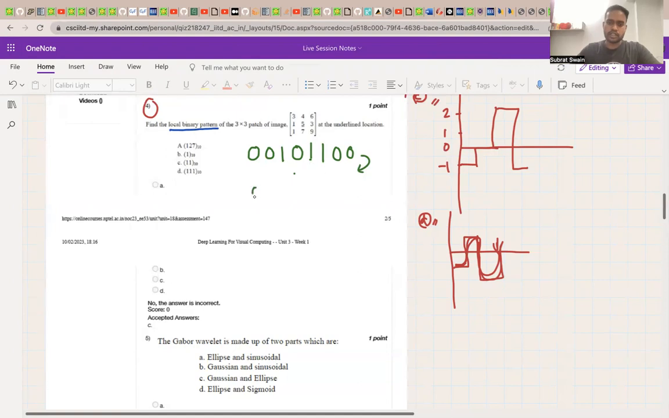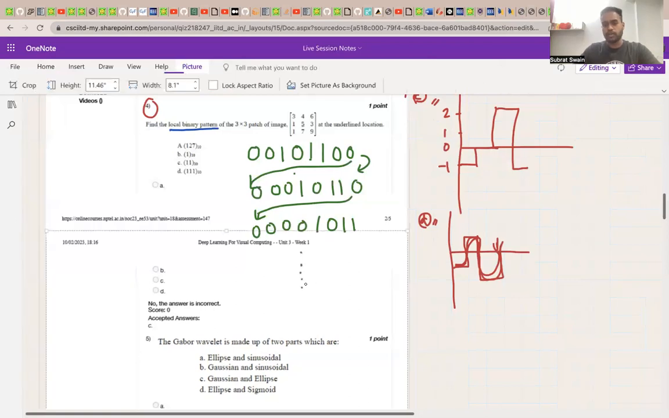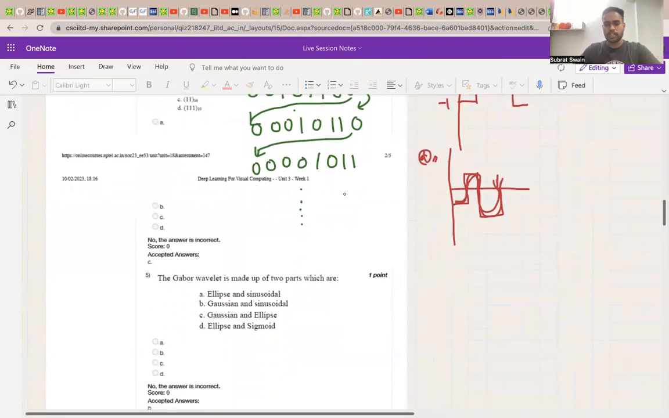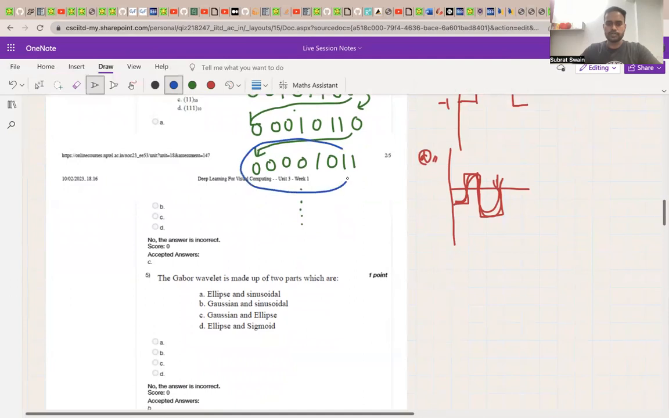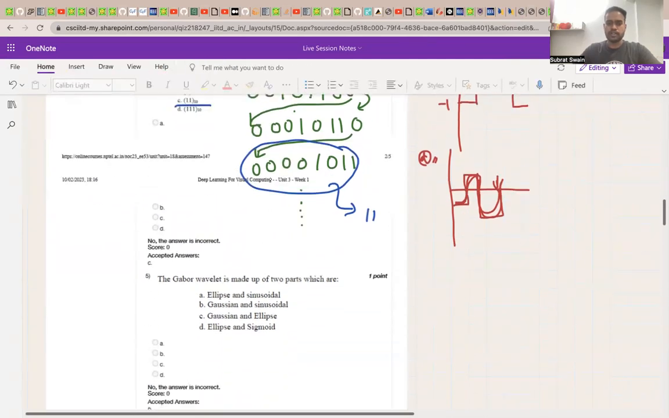In the first rotation, you will get 0, 0, 0, 1, 0, 1, 1, 0. In the next rotation, this 0 is coming here. Just put this 0 again here. So 0, 0, 0, 0, 1, 0, 1, 1. So this will be the smallest one among all. You can go on and rotate it again and again, but I guess this will be the smallest one to see. Hence, its value is 11. Hence, the answer is C, 11.